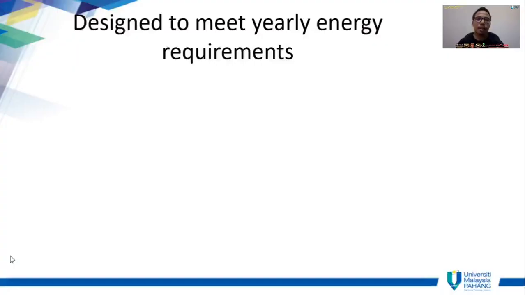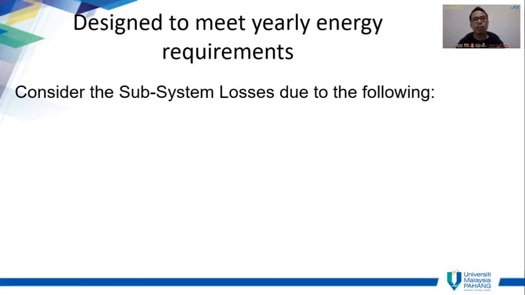In designing the PV system based on energy requirement, you have to consider what we call subsystem losses. These subsystem losses mainly come from the following factors. The first one is inverter efficiency. Inverter efficiency is very easy to get when you are surveying or buying the inverter, because you're going to have the specification or the data sheet.